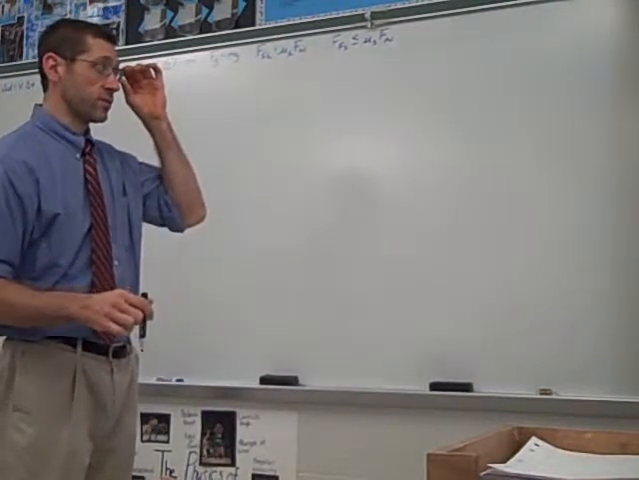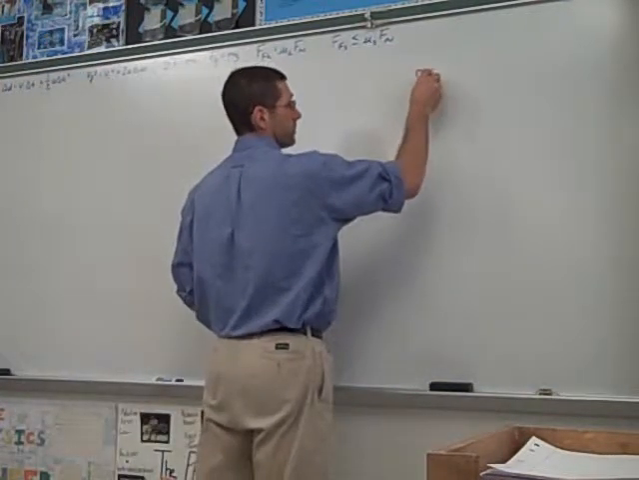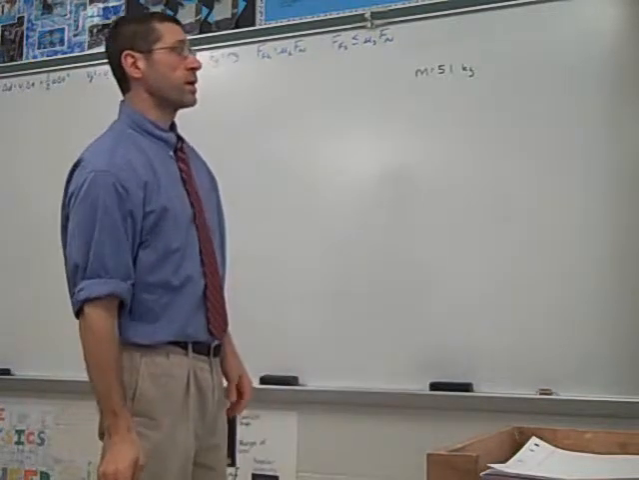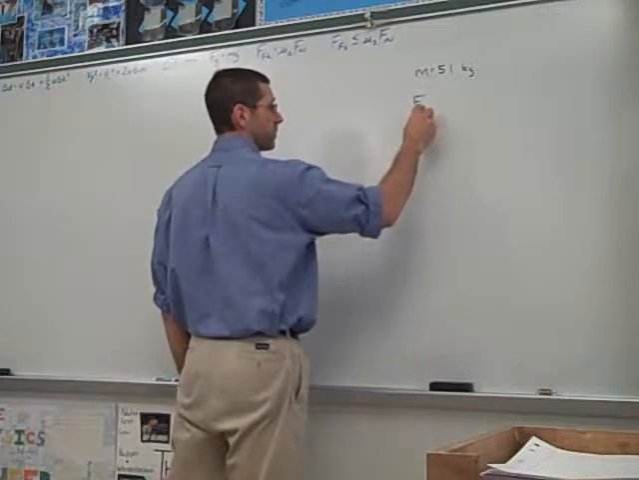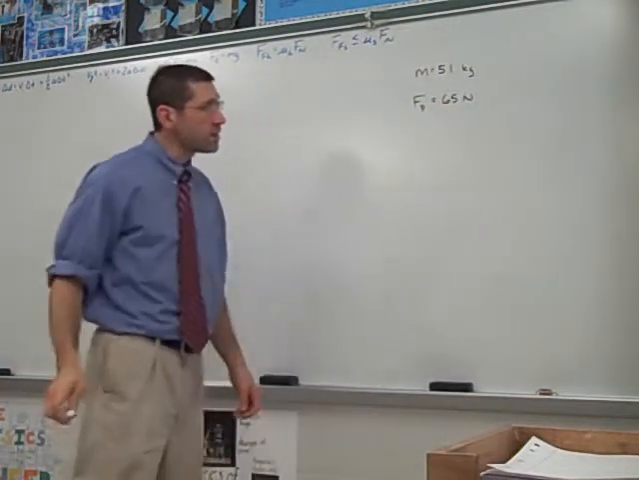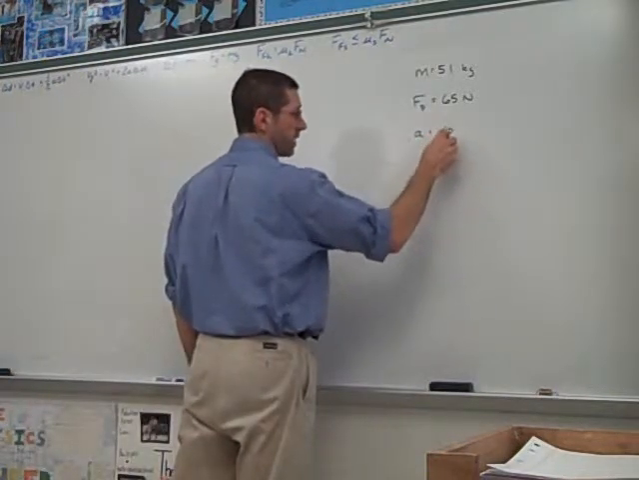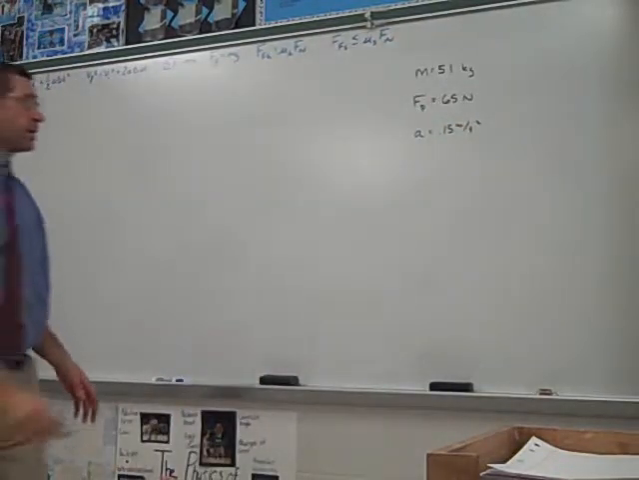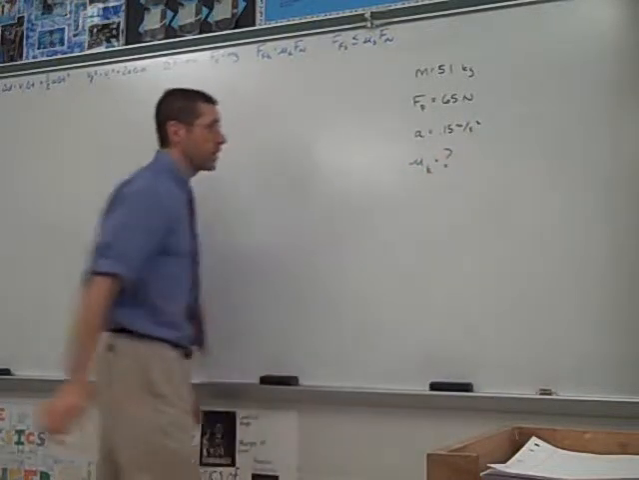Okay, so let's just start from the beginning. 51 kilograms, so that's our mass, right? So 51 kilograms is M. Then we are pushing with a force of 65 newtons, so there's going to be a force that we apply. I'll put a P for pushing, 65 newtons. And then the bookcase is going to accelerate at 0.15 meters per second squared. And that's everything we know. And it's asking us what is the coefficient of kinetic friction, which is mu k.